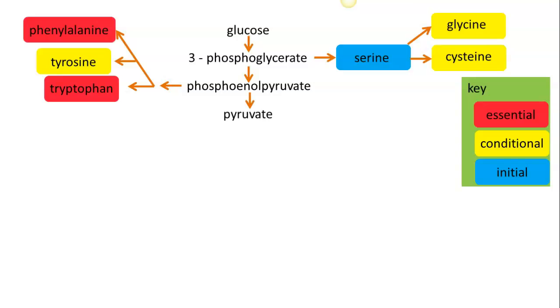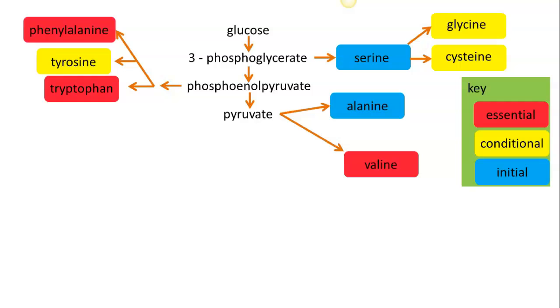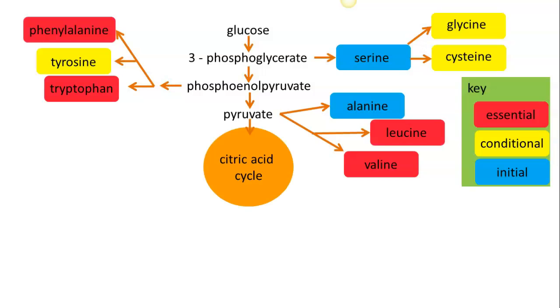Phosphoenolpyruvate is modified into pyruvate. From pyruvate we get the basis of alanine and valine, which is essential, and leucine, which also is essential. Pyruvate, we go into the citric acid cycle. Out of the citric acid cycle, remember this is going to start out with 6 carbon units, and we're going to be able to get 5s and 4s out of this.